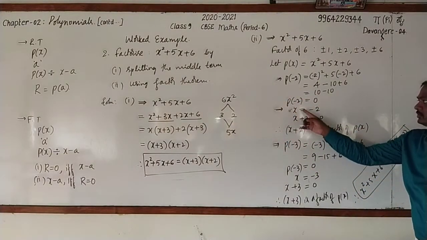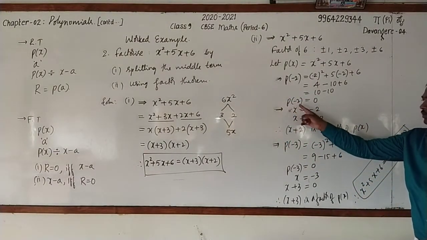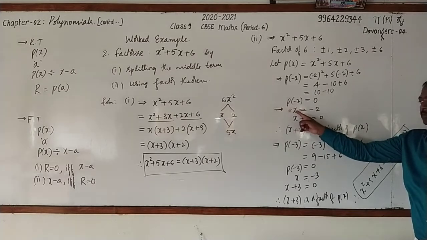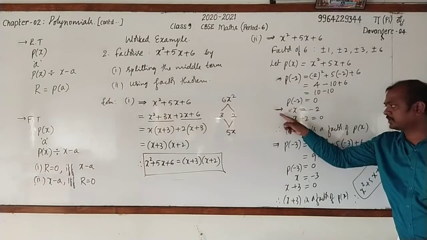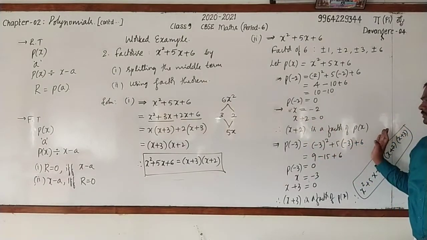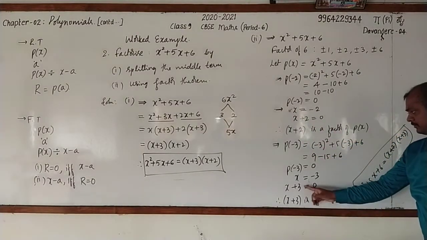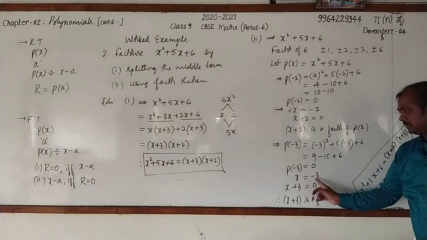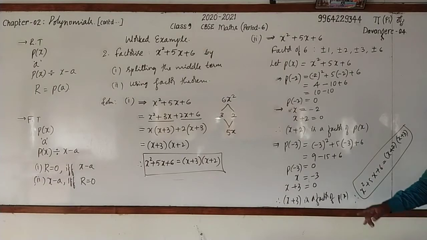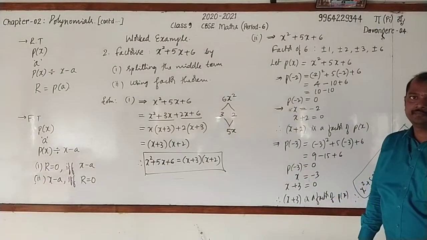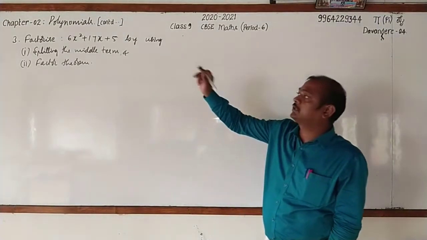Observe, just observe. After getting the 0, that is nothing but the value of x equal to minus 2, take this minus 2 to the left hand side, plus 2. x plus 2 is a factor of p of x. Similarly, here also x equal to minus 3. Transfer that, plus 3, x plus 3 is another factor. Go for copying. Now we will move on to the third one.